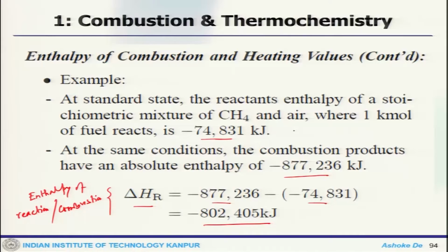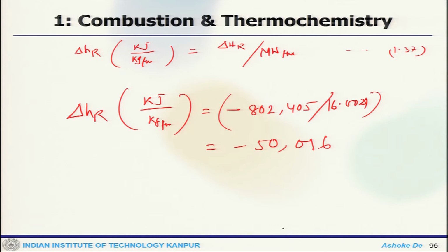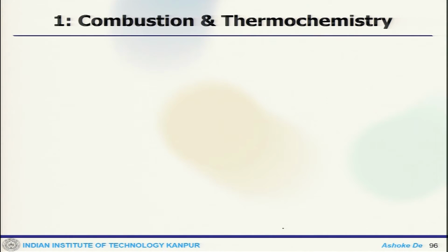Let us continue the discussion. What we are doing is the enthalpy of formation, enthalpy of reaction and enthalpy of combustion, and we took an example of methane. This is where we stopped, which was at the standard state for the reactant, and the product is also at standard state. So, we get the enthalpy, and then we find out per unit mass.